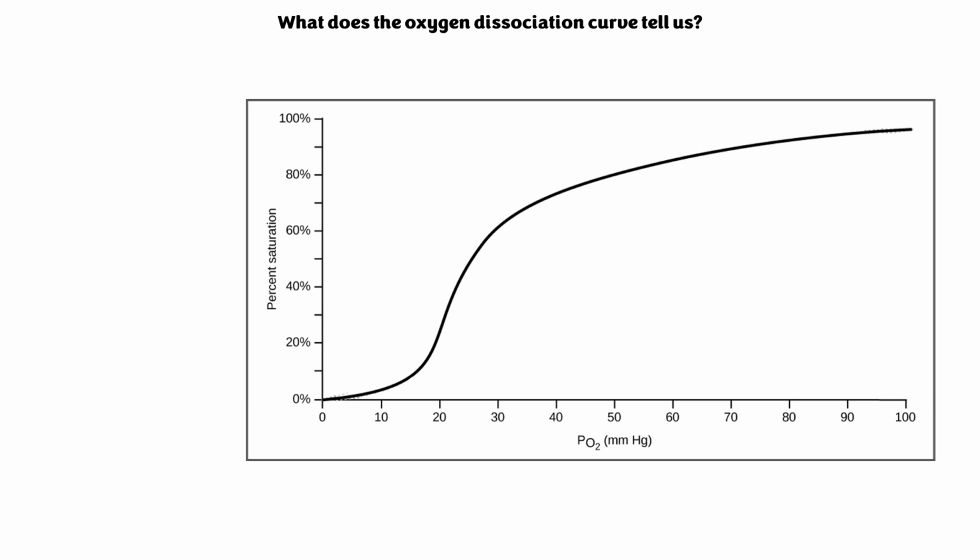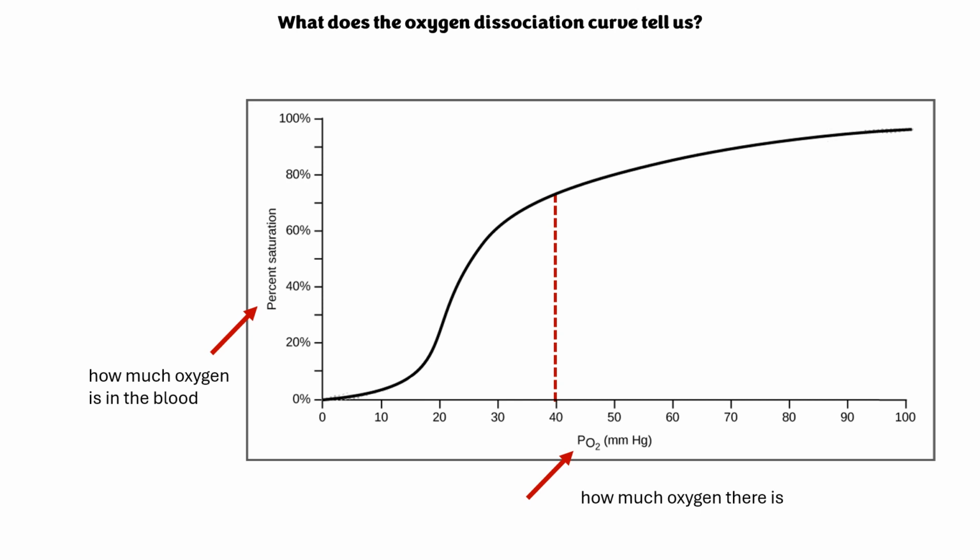So if we look along the bottom line, the x-axis, we can see that that is telling us about the partial pressure of oxygen, which is how much oxygen there is. We can almost think of that as the concentration of oxygen molecules in a particular environment. Now on the y-axis, we're going to have the percent saturation, and what that's telling us is how much oxygen is in the blood. So for example, if we had a partial pressure of 40, then that would tell us that we can expect to have about 75% saturation of oxygen in the blood. And this is what we see with deoxygenated blood that is returning to the lungs to get filled up with oxygen and drop off carbon dioxide.